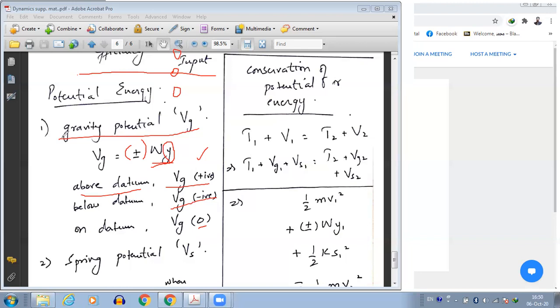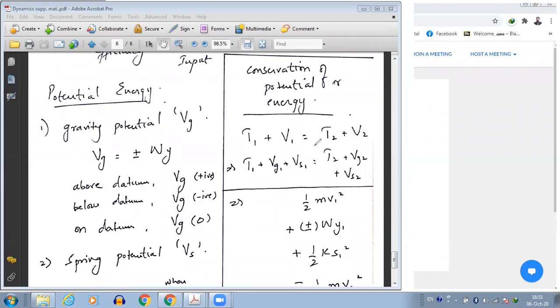Before moving forward, I need to know, is this concept clear or not? Doctor, here we talk about the position, not the movement, right? Yes. Here we talk about the position, not the movement. Anything else anybody wants to ask?